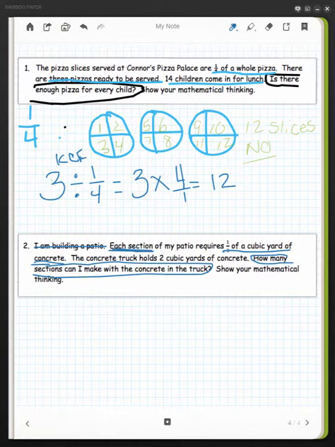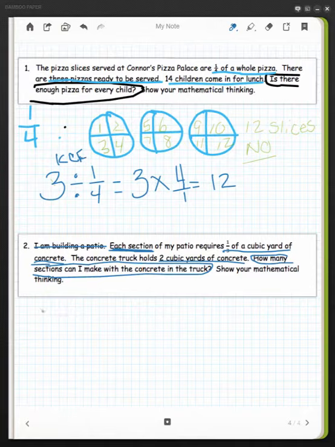And finally, the last sentence says, the concrete truck holds 2 cubic yards of concrete. Is there anything in this sentence that's going to help me solve my question of how many sections I can make with the concrete in the truck? Well, yes, there are 2 cubic yards of concrete in the truck, so I need that information.